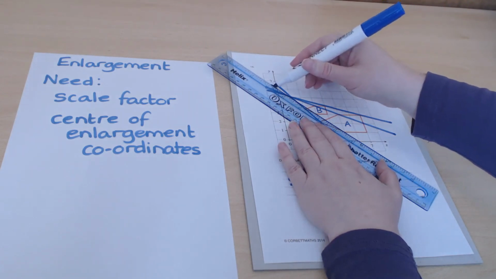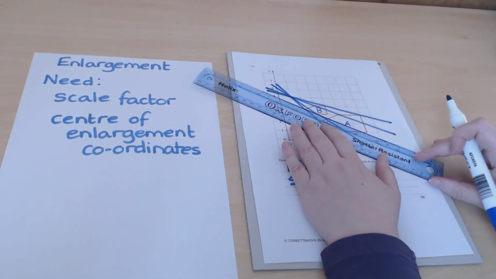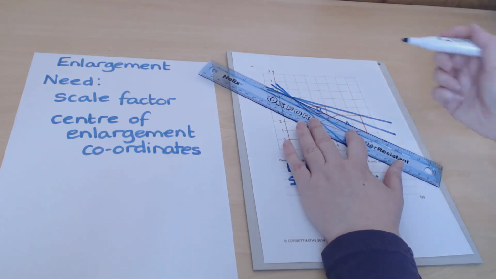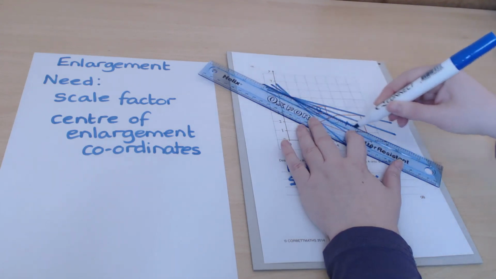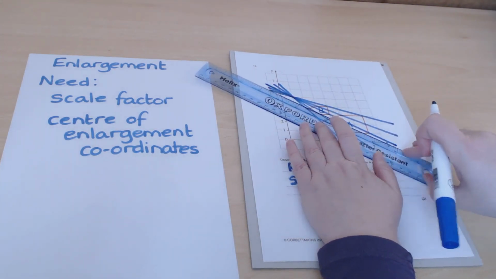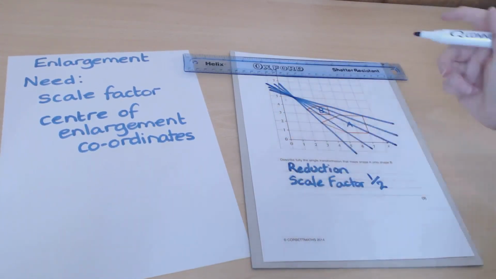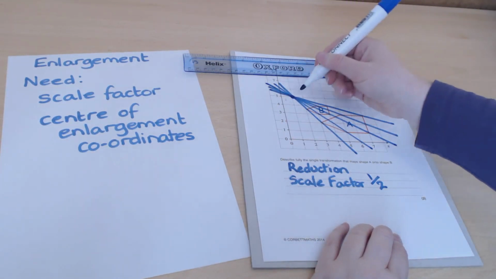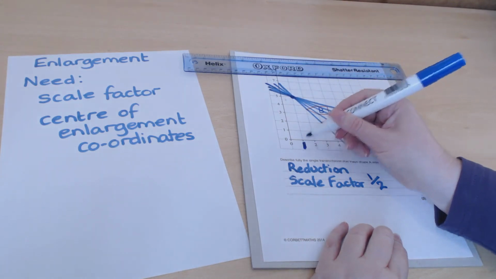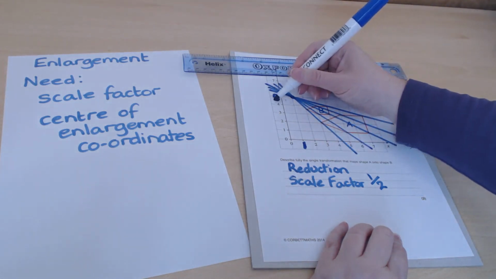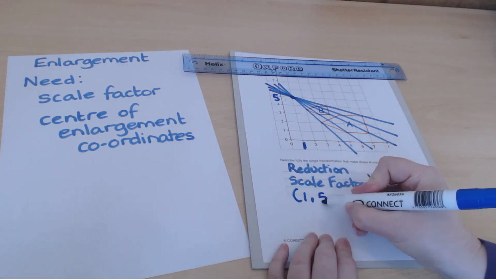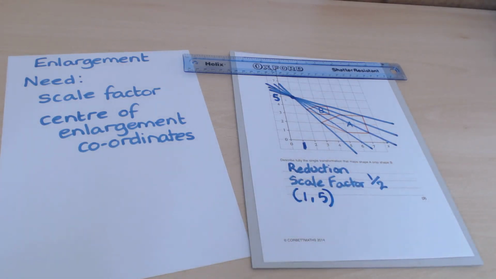Okay, it's much easier when you're using a pencil and not a felt tip, as you can imagine. Right, and then finally these here. Okay, so if I just remove the ruler there, you can see that they meet up here. So the coordinates of these are 1 and 5. So the center of enlargement is 1, 5. So that's how you describe an enlargement or a reduction.